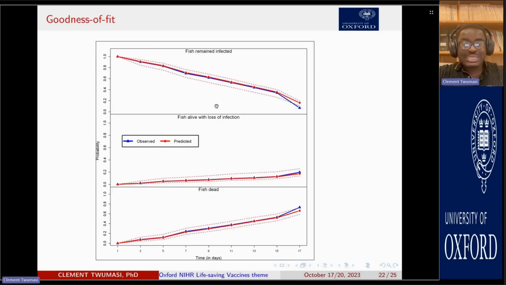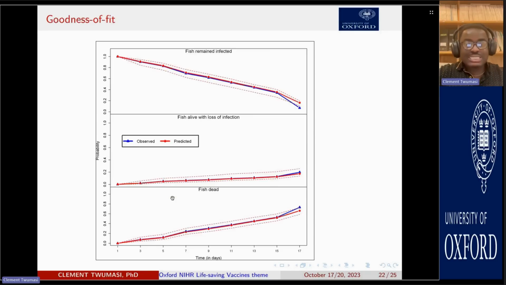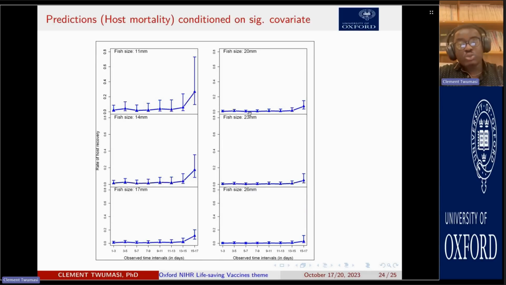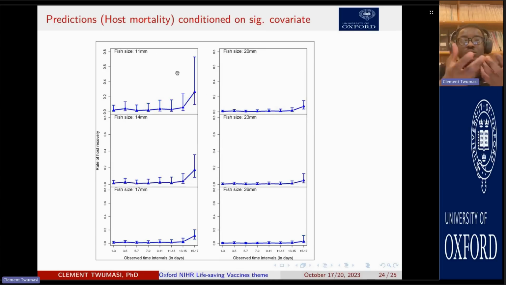So this is a goodness of fit, and that's just telling how after originally we used the time homogeneous case, the model was poorly fit, but after introducing the inhomogeneous case, because clearly the transition rate was not constant over time, it was basically changing, and you could see if you compare the prediction from the model with that from the observed data, we had a very good fit here. And then some predictions and so on. And of course, you could now predict host mortality conditioned on your significant covariate. And keep in mind, you could do the prediction across different transitions.